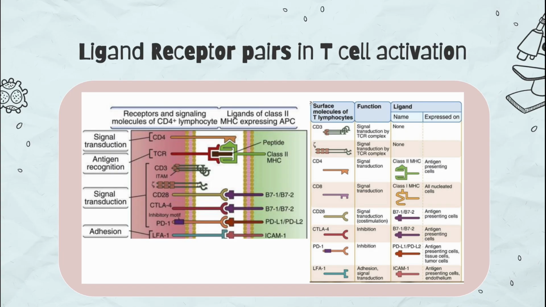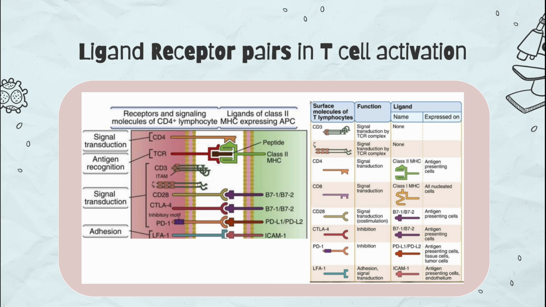This slide shows the main receptors and ligands involved in activating CD4 positive T lymphocytes when it interacts with an antigen-presenting cell. First, the T cell receptor, or TCR, recognizes a specific peptide that is being presented on MHC class II. CD4 acts as a co-receptor by binding to class II MHC as well, which helps stabilize the interaction and support signaling. CD3 and the zeta chain are part of the TCR complex and are responsible for signal transduction inside the cell after antigen recognition. For full T cell activation, co-stimulation is also needed. CD28 on the T cell binds to B7-1 or B7-2 on the antigen-presenting cell. This provides the second signal that promotes activation.